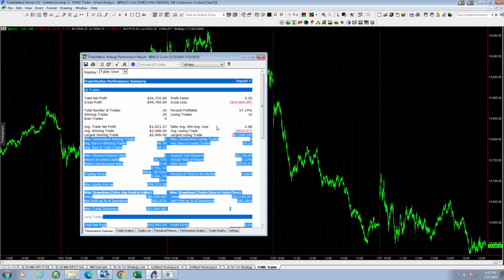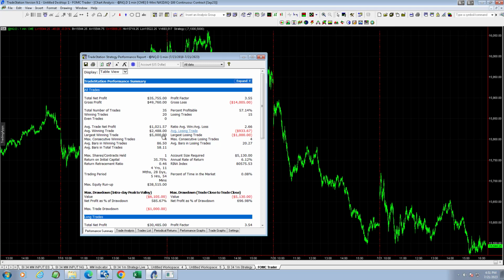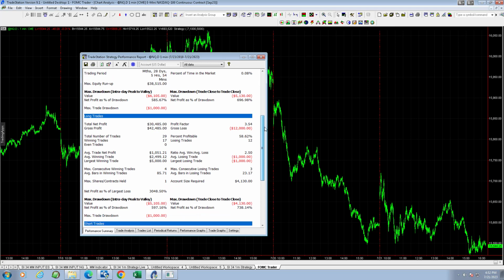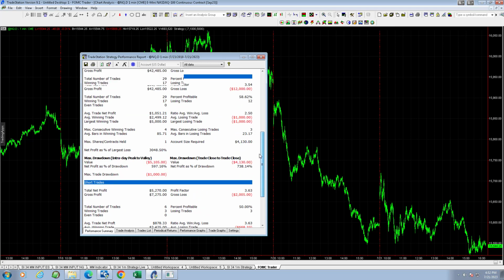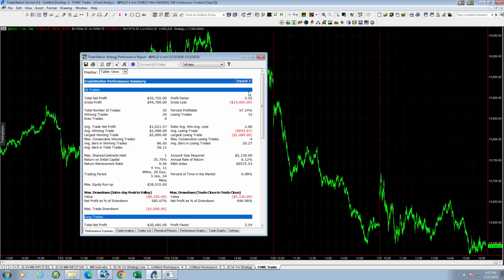loss. It can exit at the end of the day, so it could make a little less than 5,000 or lose a little less than 1,000 if it exits before it hits the profit target or stop loss. It takes long and short trades, and I've watched it trade only on one FOMC meeting. So far, 3.55 profit factor. The sample size is small.